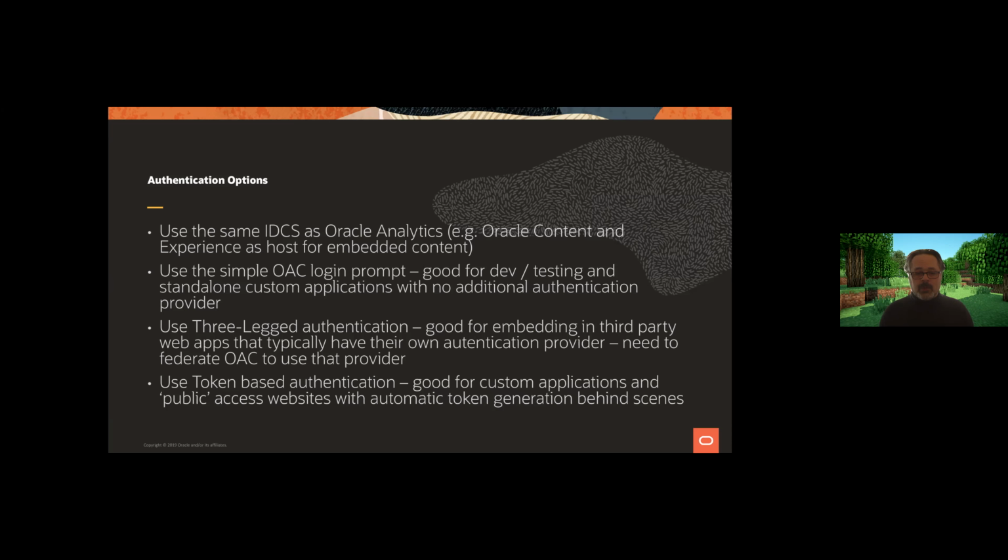And then the third one is what we call token-based authentication. This is really good for custom applications where you may not want to use three-legged, but you want to have some form of authentication that perhaps runs behind the scenes. This is good for programmatic methods of authentication. And it's actually the method that you could use to generate a public access website which is showing content from Oracle Analytics. So this would give you the ability to automatically generate a token behind the scenes.